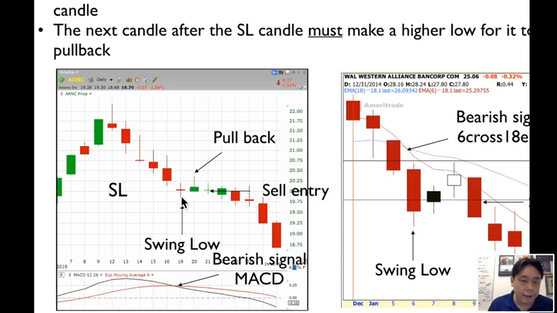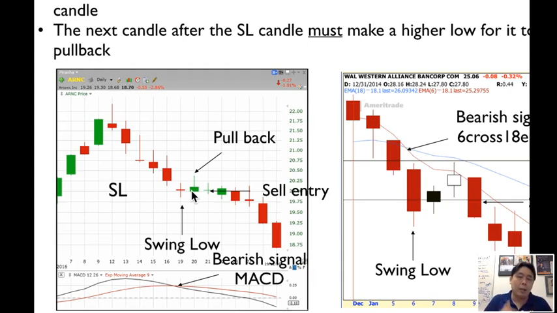Now, what if after the swing low candle, the next candle makes a higher low, but not a higher high? Well, that is called an inside bar candle, and I'll explain that more in a short while. If you've got an inside bar, you can't place your entry order yet. You have to wait for at least one pullback, minimum one pullback, to enter the trade. A pullback must be a higher high and a higher low, right?